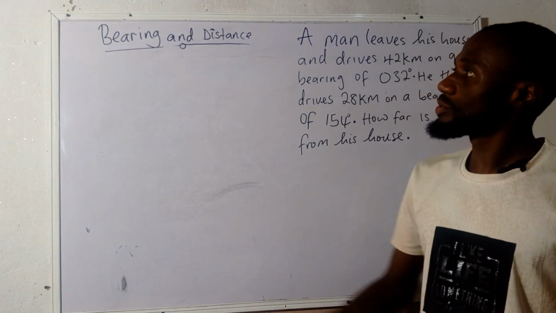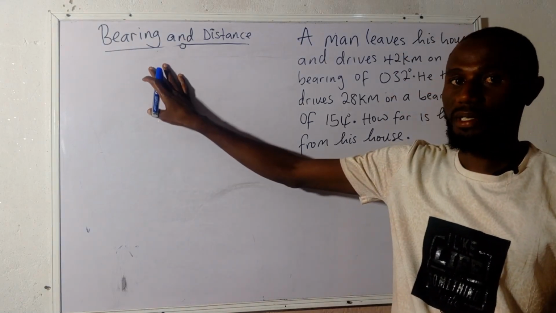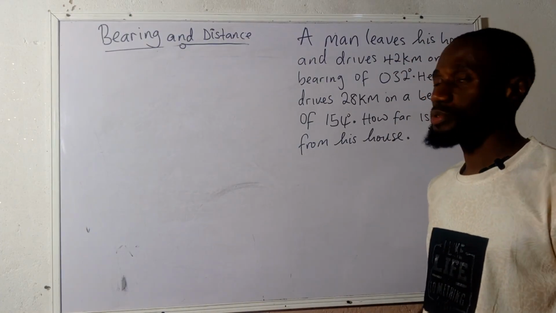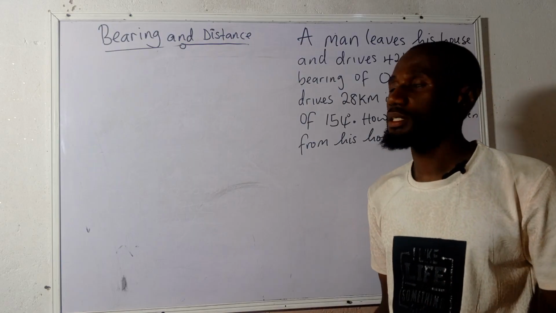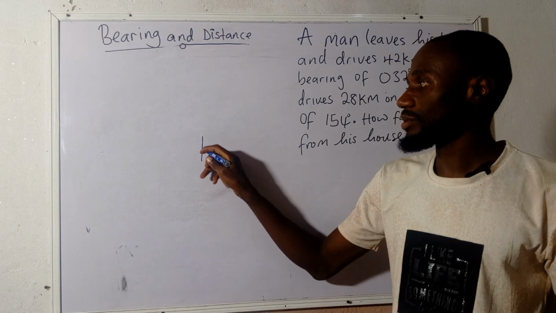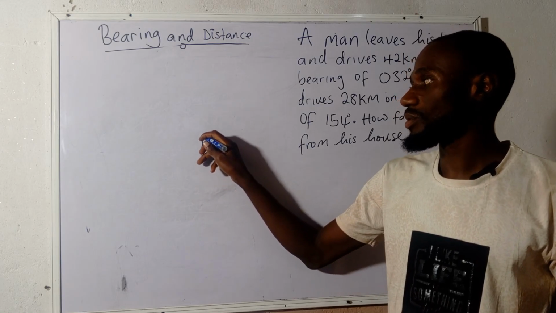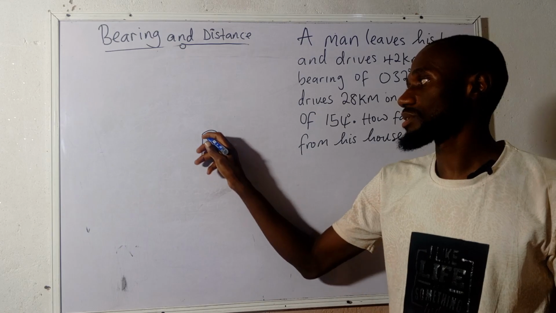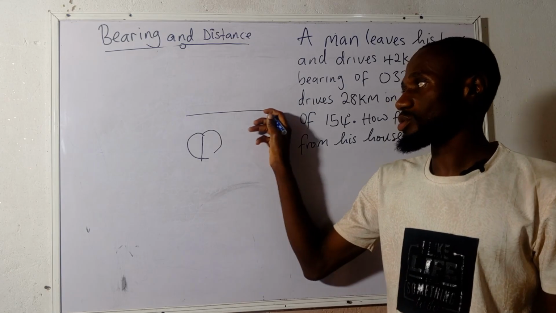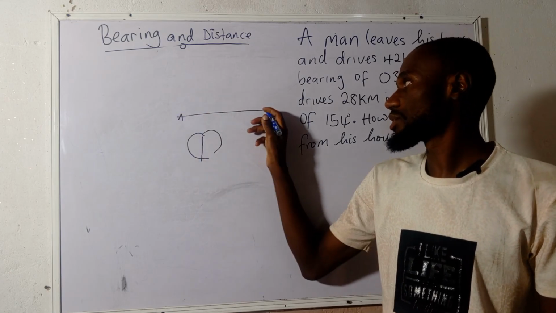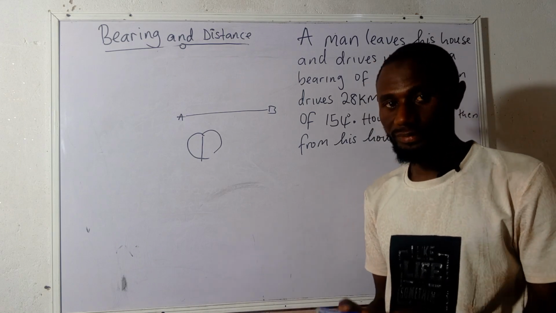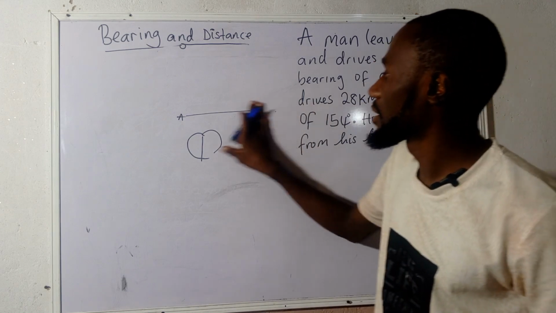Hello class, in this video we're going to learn how to solve bearing and distance. For you to solve bearing and distance, you're supposed to know the meaning of bearing and distance. As you all know, bearing is an angle measured in a clockwise direction, while distance is the measure of separation between point A and point B. We're going to be dealing with triangles in this case.